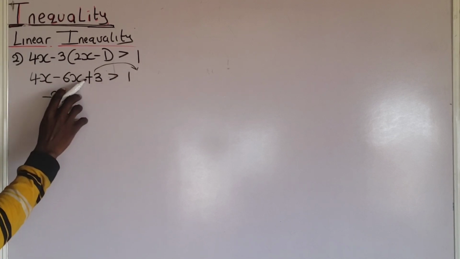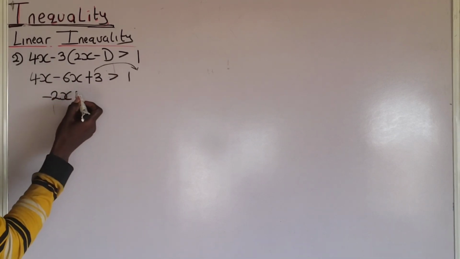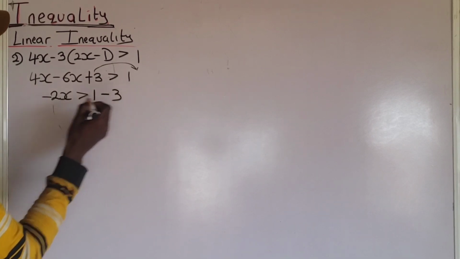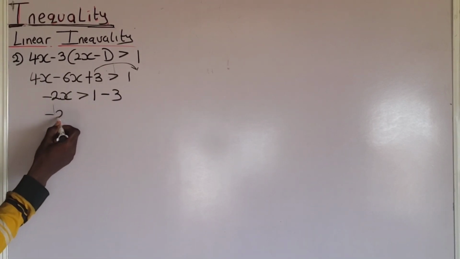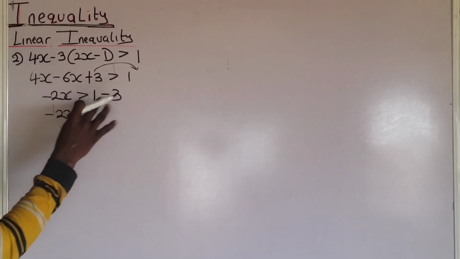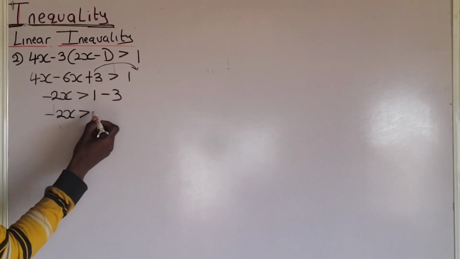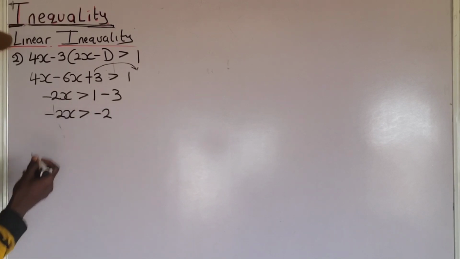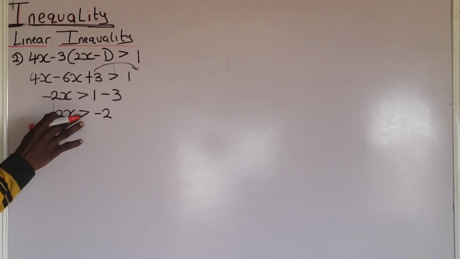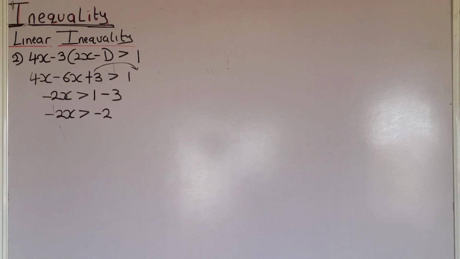So, the positive sign becomes a negative. I'm going to have greater than 1 - 3. You understand? So, I'm going to have -2x is greater than 1 - 3. That will give us -2. So, I'm going to have -2. From this point, I'm going to divide both sides by -2. If I'm dividing both sides by -2, we are going to reverse the inequality sign. You understand?